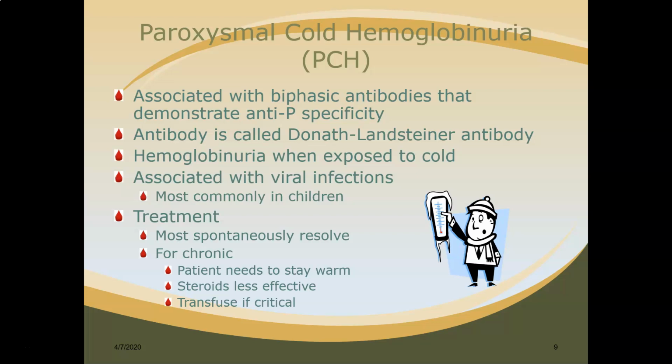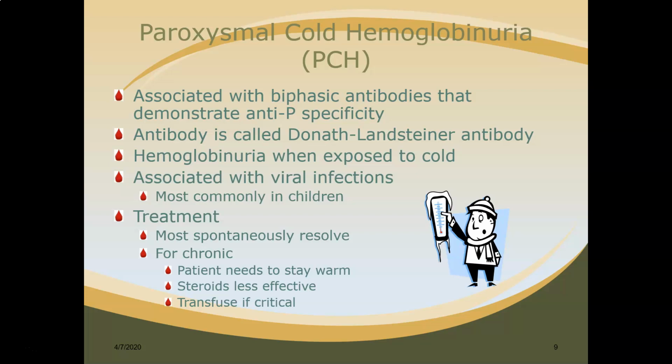Essentially what we see is hemoglobinuria after exposure to cold. It is associated with viral infections, most commonly in children, and when it is associated as a post-viral complication, it's generally acute and it generally resolves itself fairly well. You just sort of treat the symptoms and monitor the child very carefully. The treatment for chronic is essentially the patient needs to stay warm.